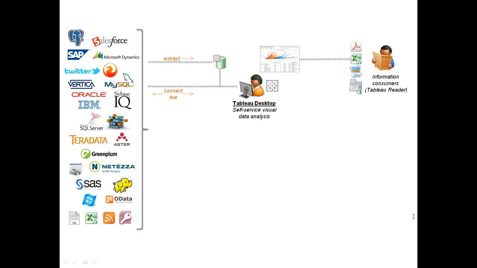That is possible because internally they have a concept of data blending. By using this data blending concept, whether it is structured or unstructured data, it is possible to connect almost all 45 types of data sources.